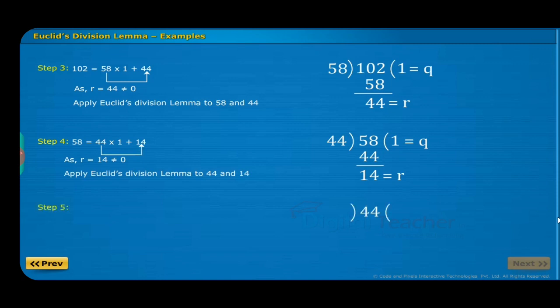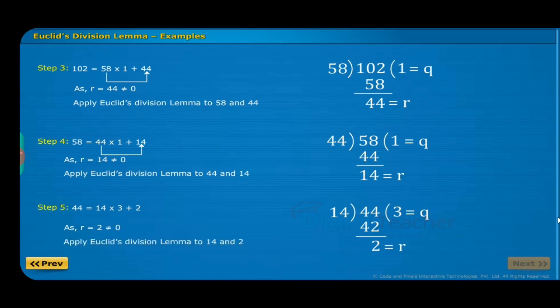Step 5. 44 is equal to 14 into 3 plus 2. As r equal to 2, it is not equal to 0. Apply Euclid's division lemma to 14 and 2.